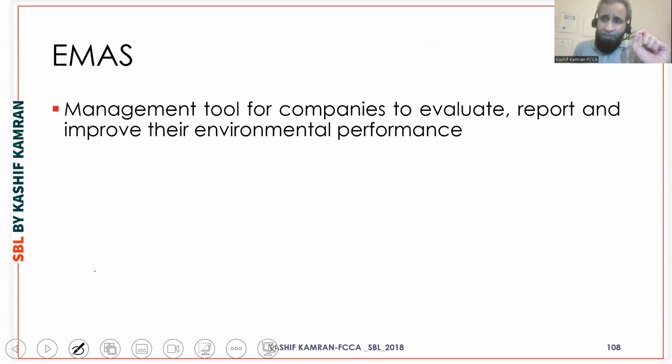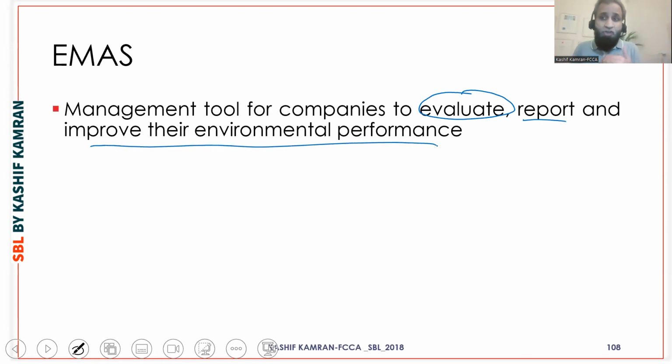EMAS is a management tool for companies to evaluate their current situation, the damage they're doing to the environment, and how they can minimize that. Report to the shareholders about their environmental compliance, their environmental targets, and progress against their targets, something like integrated reporting, and improve their environmental performance each year.